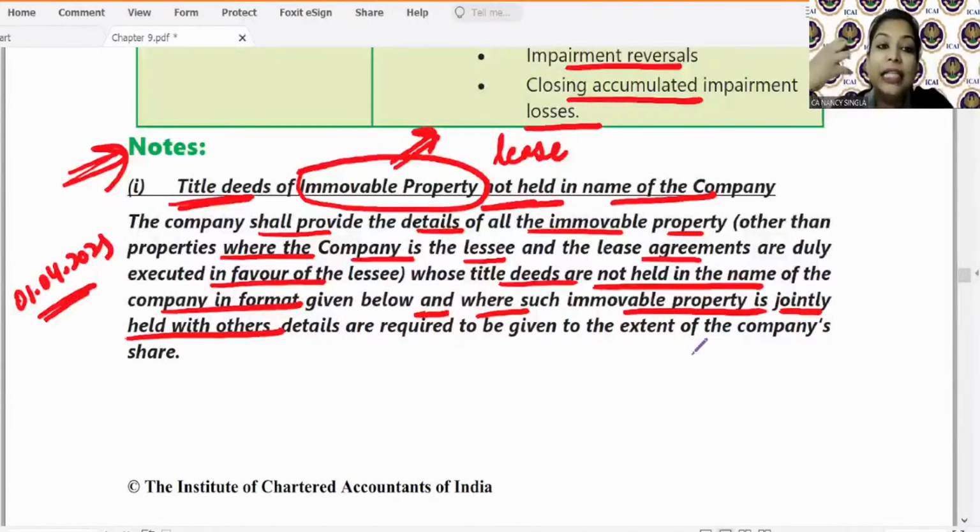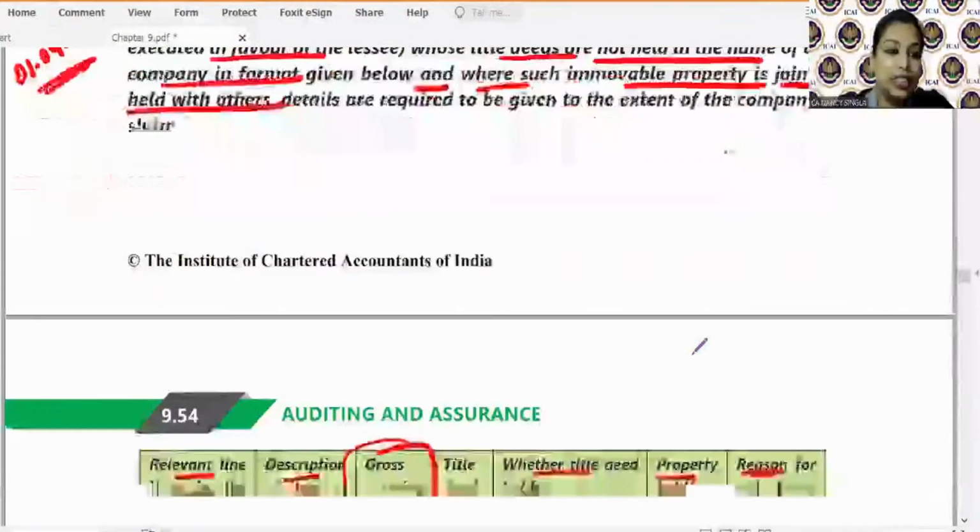ठीक है? Now, students, you can always get a question that what are the regulatory disclosure requirements with respect to title deeds of immovable property not held in the name of the company. Or you may get a case study like you are conducting the audit of so and so company which is manufacturing cranes, and the company is having building. During the course of audit, when you were establishing the rights assertion, the audit team found that the immovable property is not held in the name of the company. So what disclosure will you look for in the notes to accounts of the company? So these are the disclosure requirements.